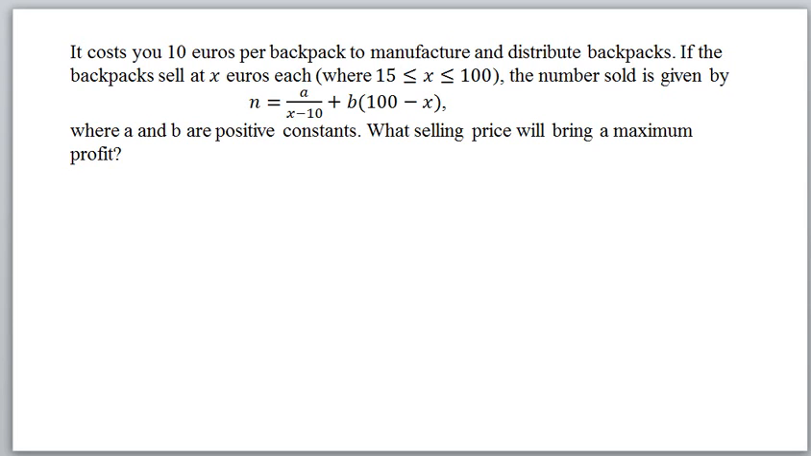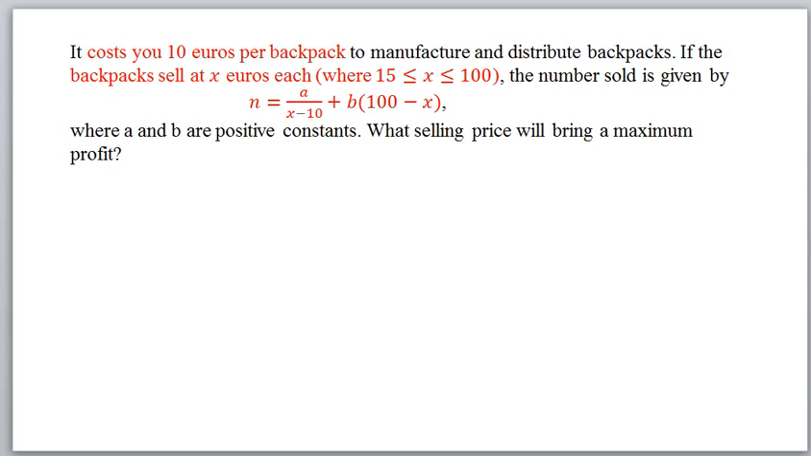the number sold is given by the formula N equals A divided by X minus 10 plus B multiplied by 100 minus X, where A and B are positive constants. What selling price will bring a maximum profit? Note that €10 is the amount it costs you to manufacture and distribute one backpack. However, we do not know how much the backpacks sell at, so we use X to represent the selling price. Although we do know that X, the selling price, is somewhere between 15 and €100.